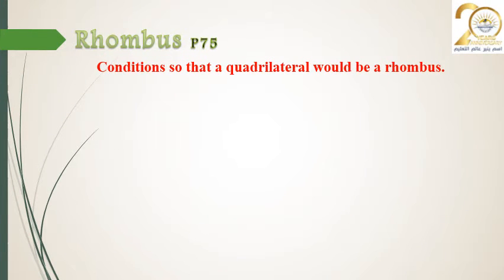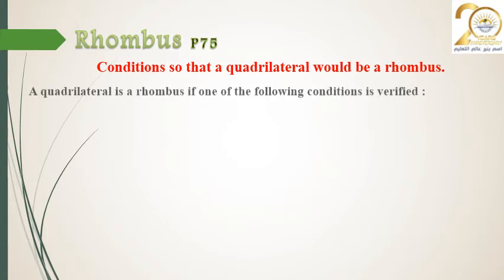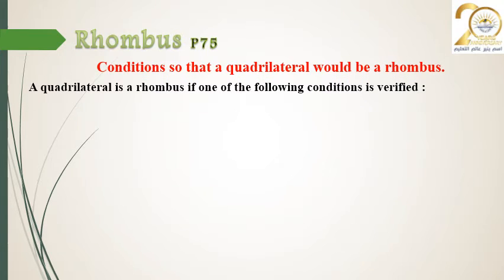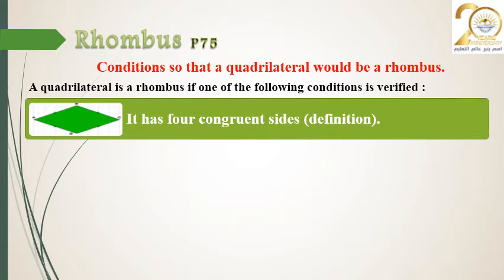Conditions so that a quadrilateral would be a rhombus. How do we know that this quadrilateral is a rhombus? A quadrilateral is a rhombus if one of the following conditions is verified. First of all, it has four congruent sides, which is the definition. If we have a quadrilateral that has all the sides equal, then it's a rhombus.